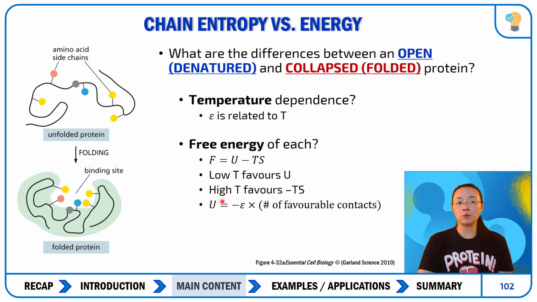So we're going to define U, or the internal energy, as our energy penalty times the number of favorable contacts. And this energy penalty is negative, because a negative energy is a preferred energy. So what this tells us is that at lower temperatures, there should be a higher number of favorable contacts, so that the number of favorable contacts times the favorable energy will make up the internal energy of the system.